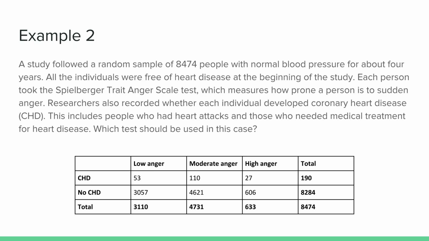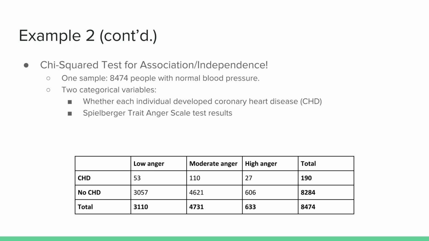Now for example 2. A study followed a random sample of 8,474 people with normal blood pressure for about 4 years. All the individuals were free of heart disease at the beginning of the study. Each person took the Spielberger Trait Anger Scale test, which measures how prone a person is to sudden anger. Researchers also recorded whether each individual developed coronary heart disease. This includes people who had heart attacks and those who needed medical treatments for heart disease. Here is a two-way table that summarizes the data. Now, would this require a chi-square test for homogeneity or a chi-square test for independence? Well, this would require a chi-square test for independence because we can see that in this case, data for two categorical variables is collected from one sample.